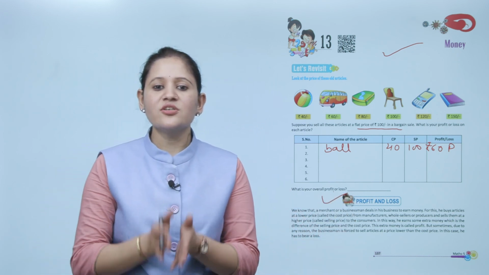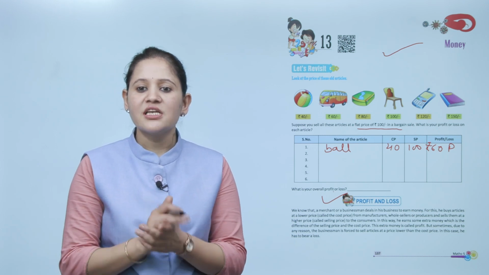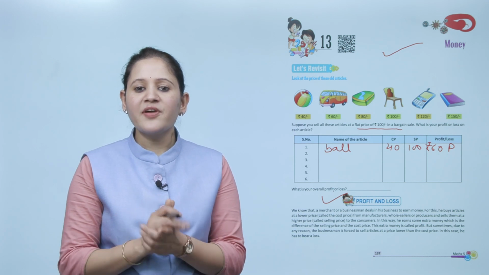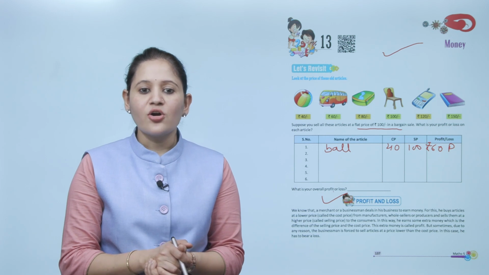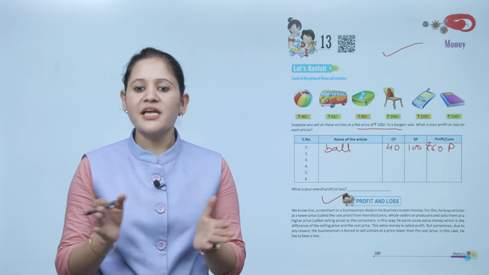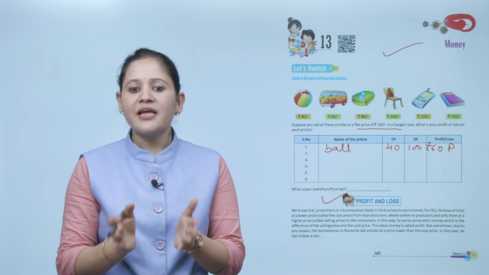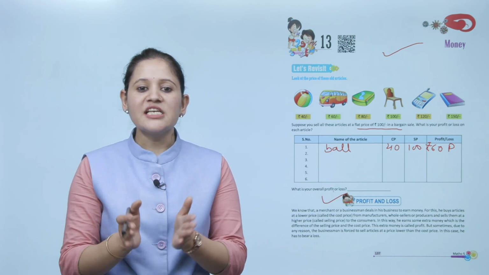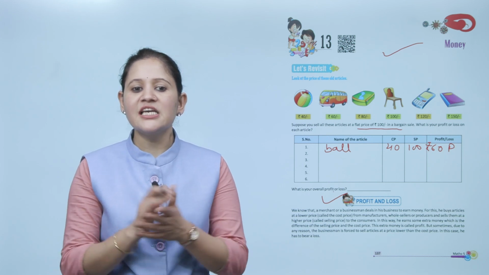We know that the merchant or a businessman deals in his business to earn money. For this, he buys articles at the lower price called the cost price from the manufacturer, wholesaler or the producer, and sells them at a higher price called selling price to the consumers. In this way, they earn some extra money, which is the difference of the selling price and the cost price. The extra money is called the profit. But sometimes, due to any reason, the businessman is forced to sell the article at a price lower than the cost price. In this case, he has to bear the loss.